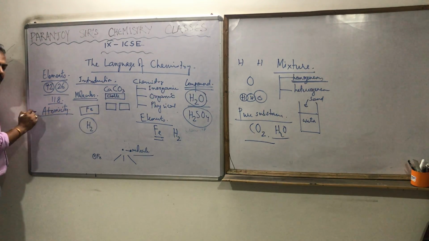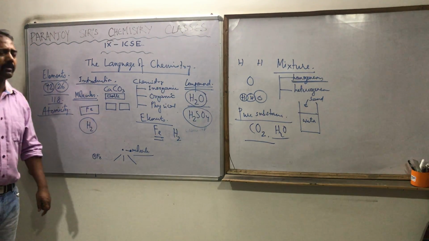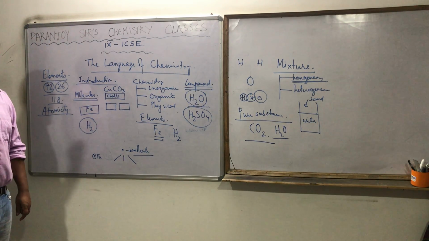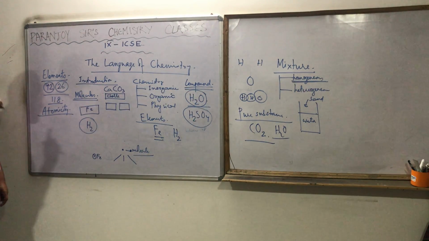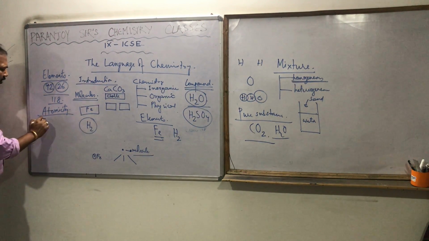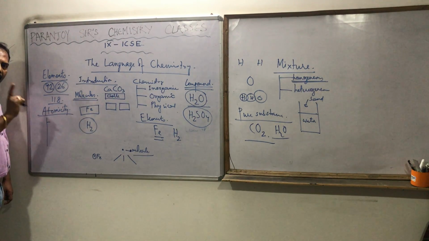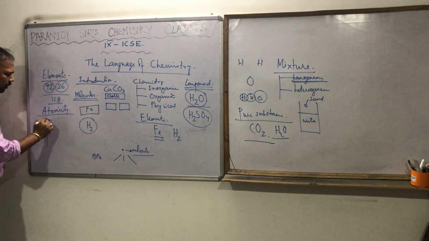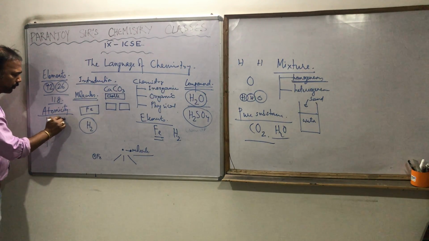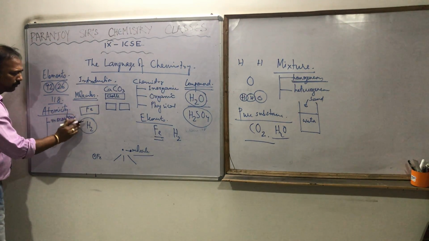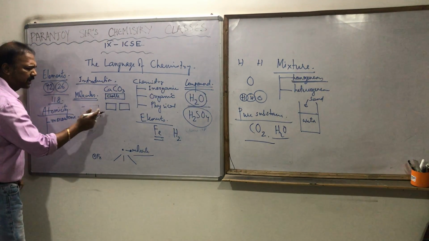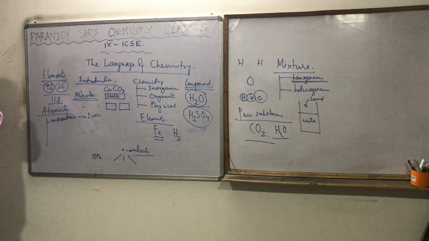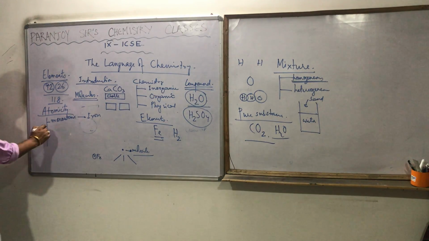So what is atomicity? It's nothing but the number of atoms present in a particular element. For example, if I talk about iron, it has only one atom in its element. Those are called monoatomic. Monoatomic is nothing but iron, just an example, because the element is present only as one atom.